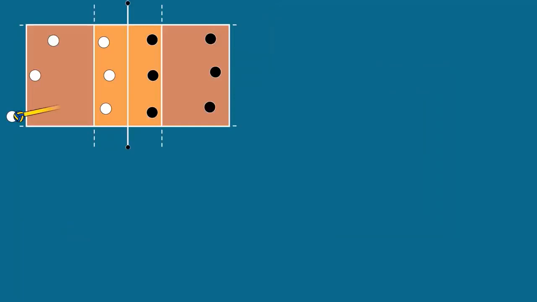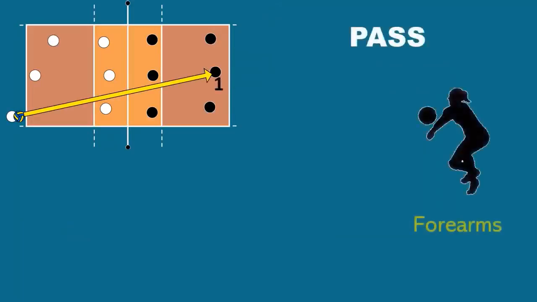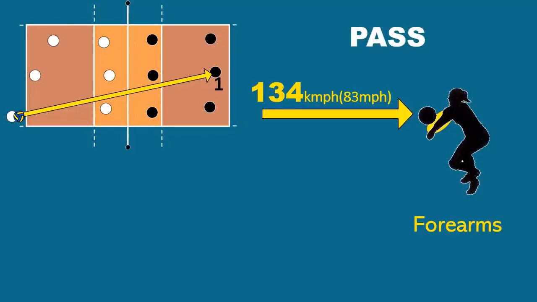So the very first shot when you are receiving a serve is known as a pass. In the pass, forearms are used, because the serve comes at 83 miles per hour. That's massive. That's really fast. So you need to absorb the momentum of the ball. You use the muscles of your forearms to take control of the ball, absorb the momentum, and your intention with the first shot is to put the ball in the center of your side of the court. That would be the pass.